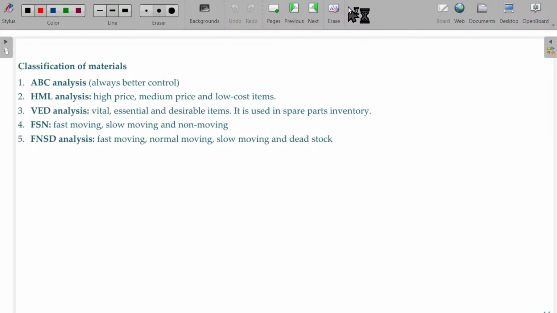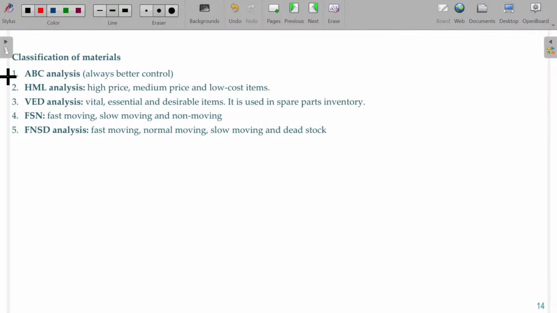Now, classifications of material. How do we classify? ABC analysis, always for better control. HML: high price, medium price, low cost items. VED: vital, essential, desirable. This VED analysis is predominantly used in the case of spare parts inventory: vital spare parts, essential spare parts, and desirable spare parts. If the vital spare parts run short, definitely our entire business collapses. So we need to maintain a safety stock also for the vital item.